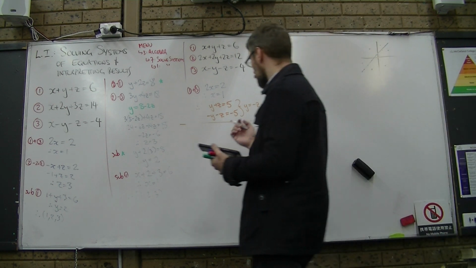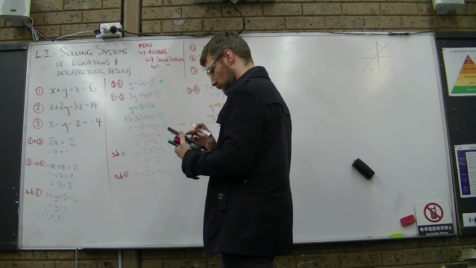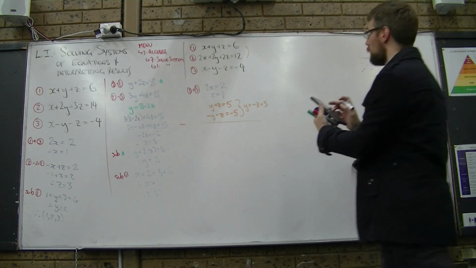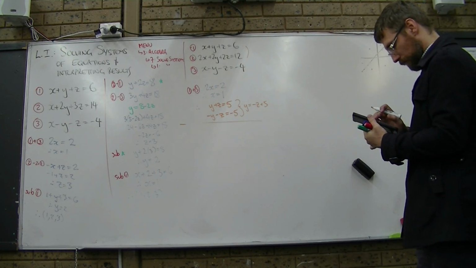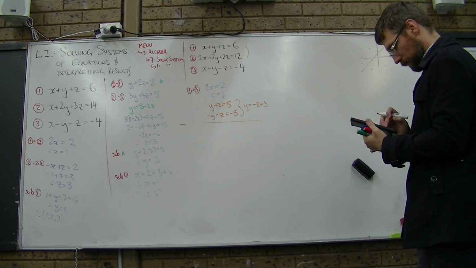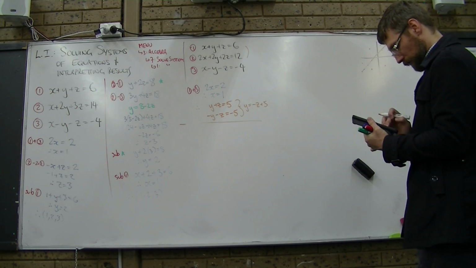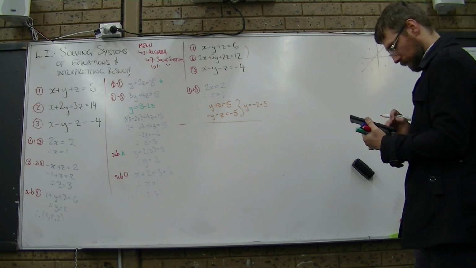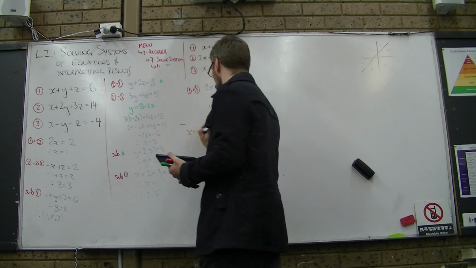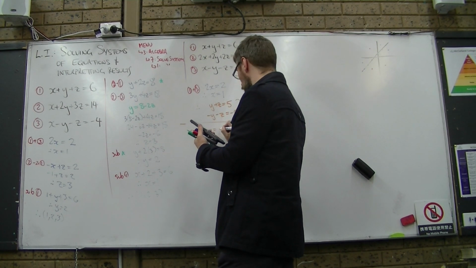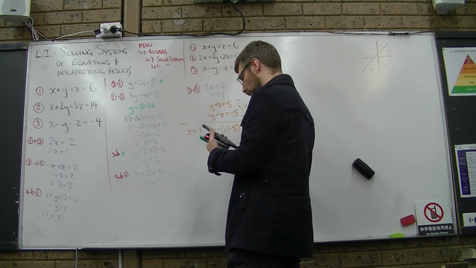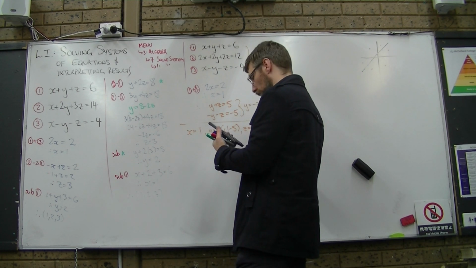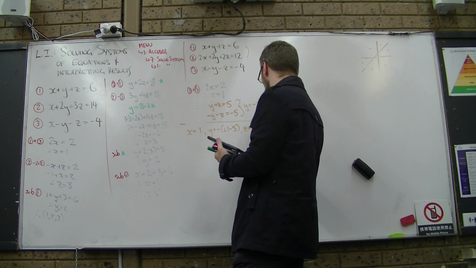Wait. So, no, I got an actual answer. What did I do wrong? Oh, that should be the two. There we go. So you get x equals 1, y equals negative c1 minus 5, and z equals c.